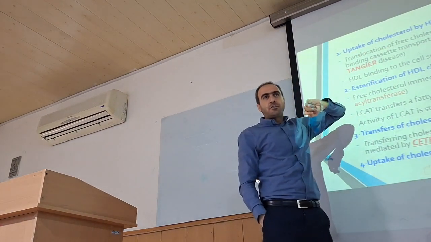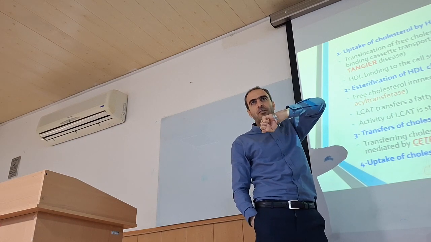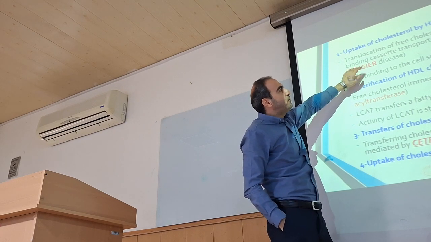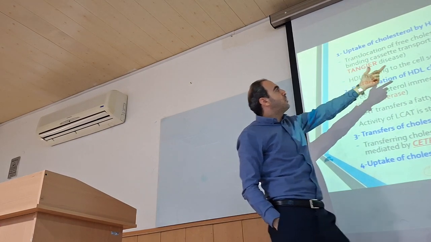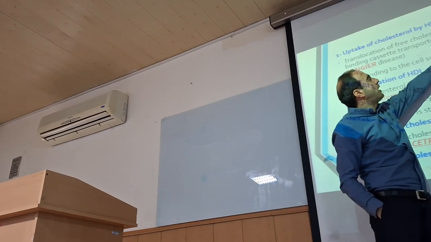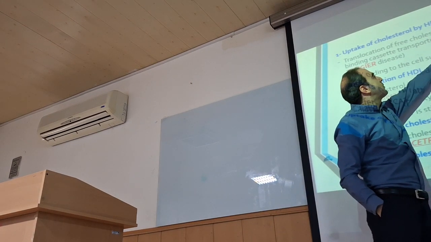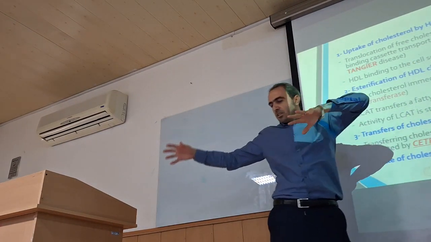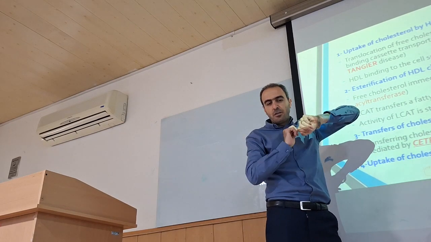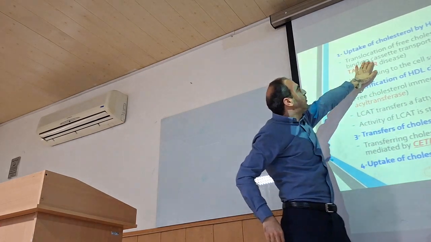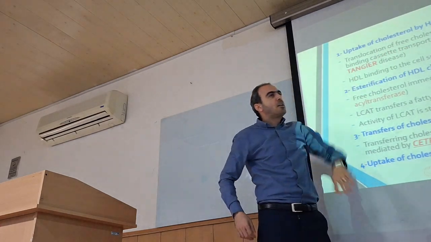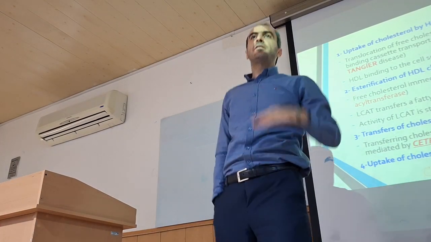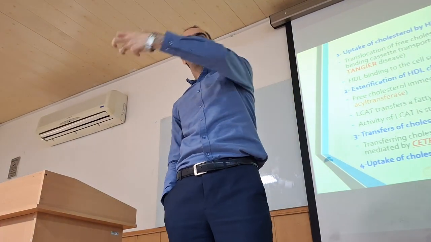First, uptake of cholesterol by HDL. HDL receives cholesterol from other tissues. Here we have a receptor known as ABCA1, ATP binding cassette transporter A1, and this leads to transporting cholesterol from extrahepatic tissues to the HDL. If we have a problem in ABCA1, it leads to a disease known as Tangier disease. In Tangier disease, the HDL content is so low, because HDL cannot receive cholesterol.